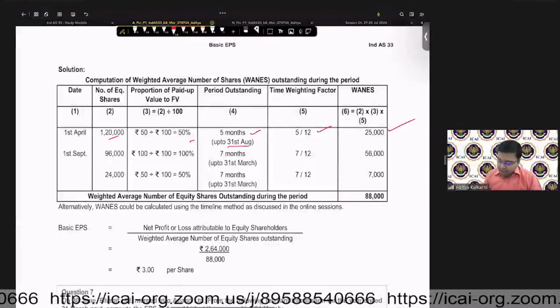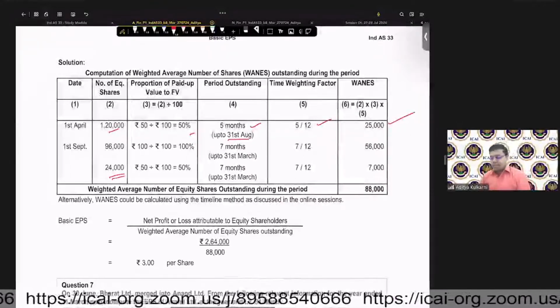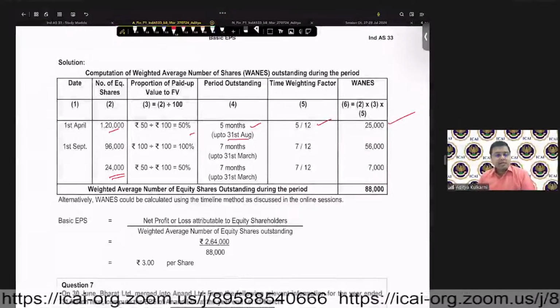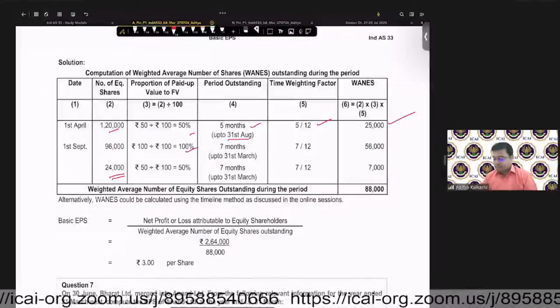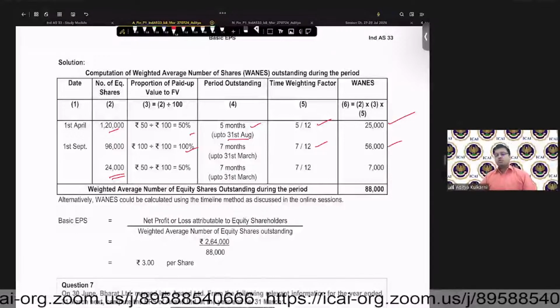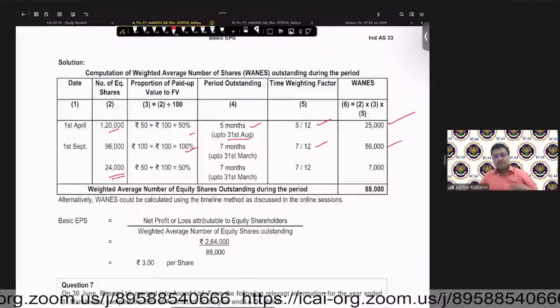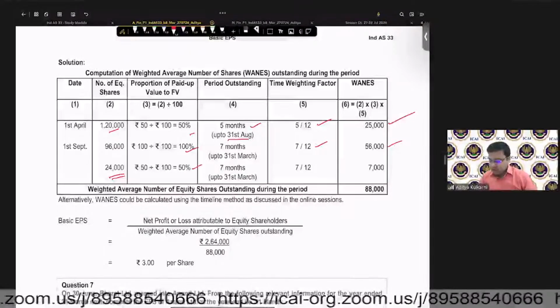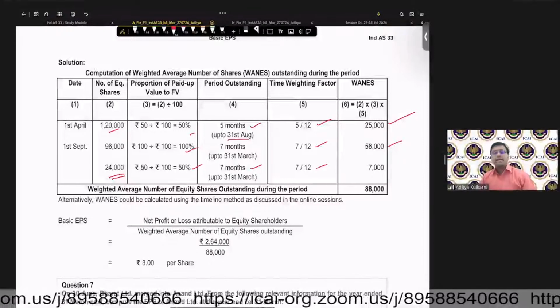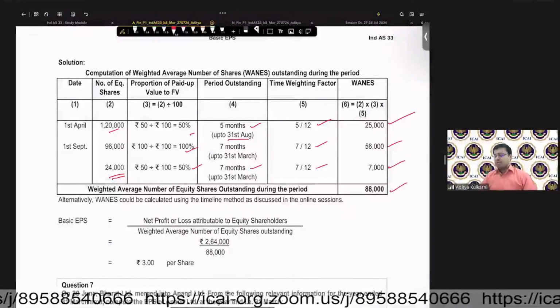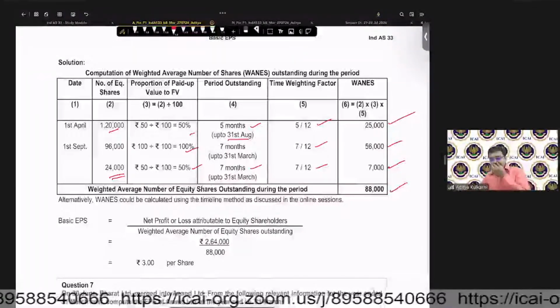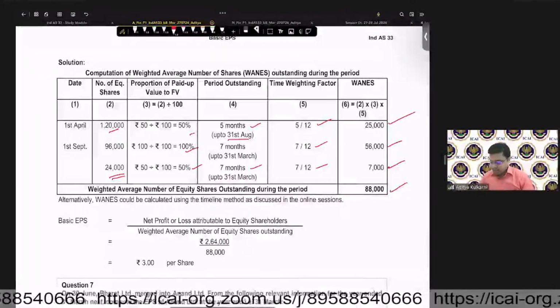And out of that, 24,000 did not pay anything, but 96,000 shareholders paid. So 96,000 becomes fully paid for a period of 7 months. So it comes to 56,000. Whereas 24,000, they did not pay. So for 7 months also, it is at 50% only. So 7,000. So your weighted average number of equity shares is 88,000. Weighted average number is 88,000.